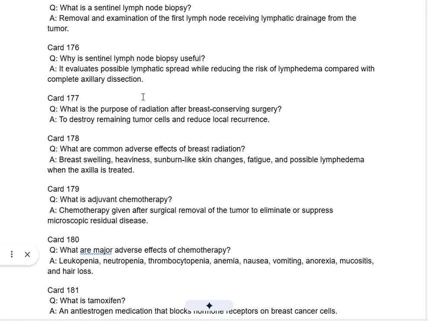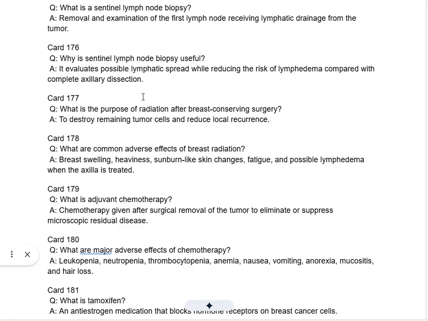Card 177Q. What is the purpose of radiation after breast-conserving surgery? A. To destroy remaining tumor cells and reduce local recurrence. Card 178Q. What are common adverse effects of breast radiation? A. Breast swelling, heaviness, sunburn-like skin changes, fatigue, and possible lymphedema when the axilla is treated.